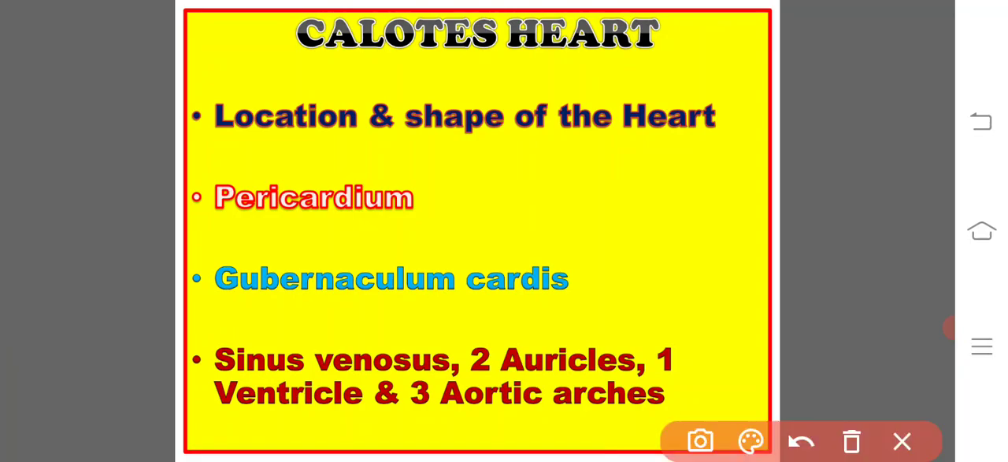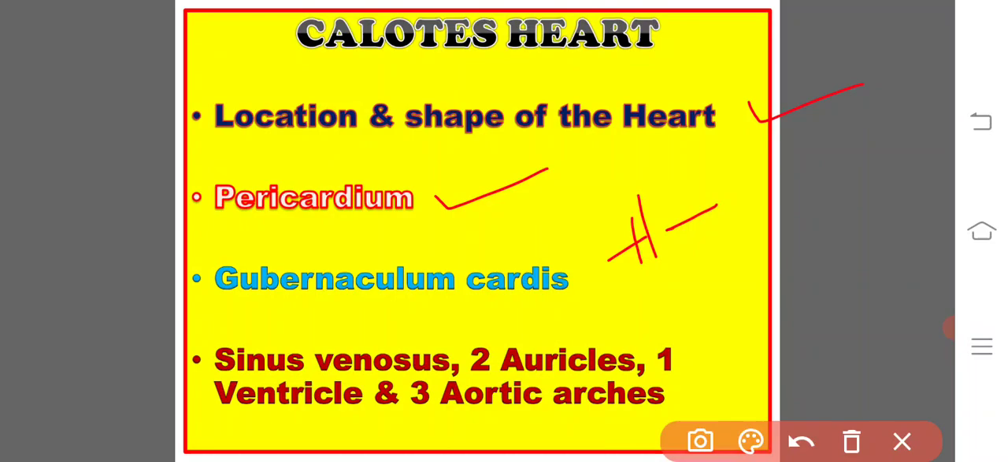Let us see the location and shape of the heart. The heart lies in the mid-ventral position of the anterior part of the thoracic cavity. It is conical and muscular. The heart is covered by a thin and transparent pericardial membrane. The space in between the heart and the pericardium is known as the pericardial space. It is filled up with the pericardial fluid. This pericardial fluid protects the heart from physical and mechanical shocks.